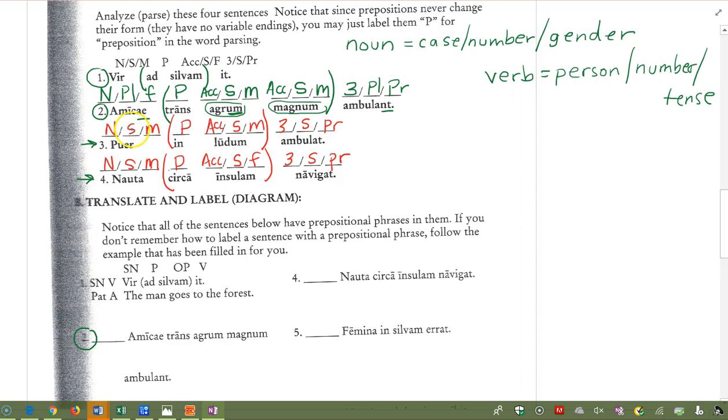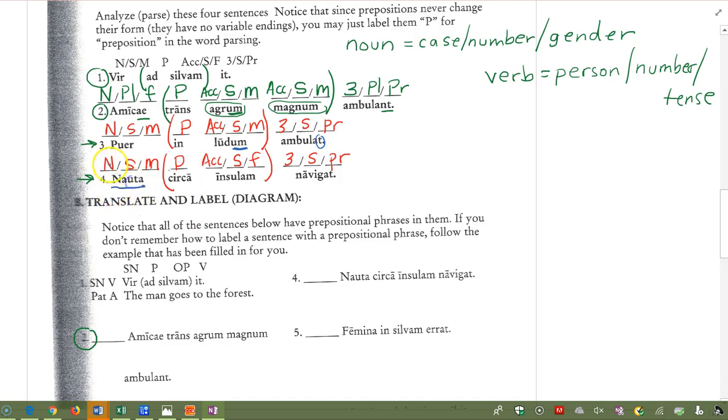Puer is nominative singular masculine, preposition. We know it's accusative because it's accusative, singular, masculine. We know it's masculine because we say ludus, ludi, school, game, play. Third person because it's a T, singular, present. Puer, the boy, walks, and if you're really careful, is this in or into? Well, it's in plus accusative, into the school, or into the game, or into the play. All right, now here's the tricky one.